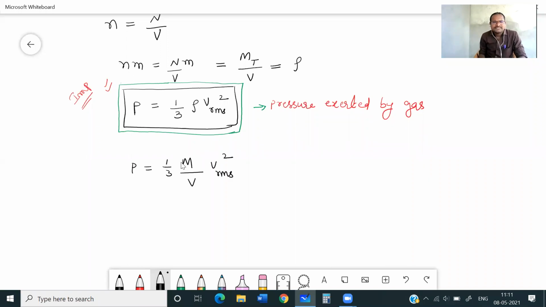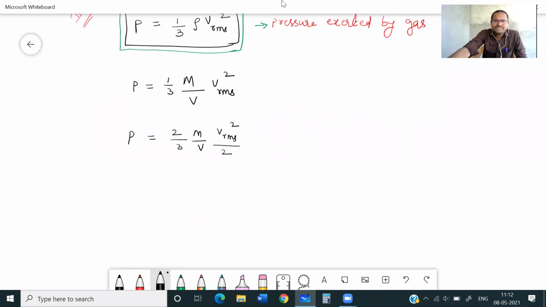So P is equal to 2 by 3, m by V, Vrms square divided by 2. Can we write like this? Yes, the 2 cancels. How did I write this m by V? Rho is equal to m by V, I have written back that one. Are you understanding what I have done here, students?